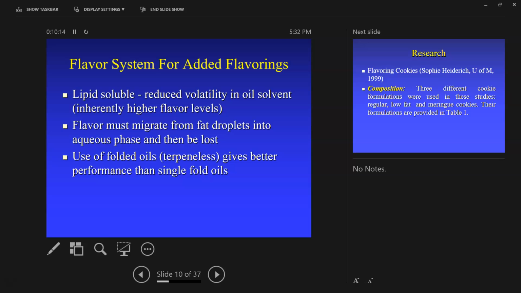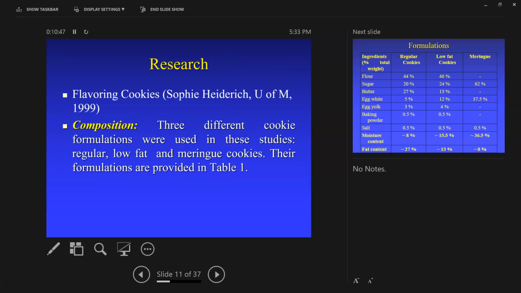However, the flavor must migrate from fat droplets into the space, and then be lost. They're protected in the emulsion or the dough. To be lost, they've got to go from there to the dough, migrate out of the dough to here to be lost. So there's a barrier. There's a pretty good barrier that's put in there once we put a fat soluble flavor in the system. And again, oftentimes we use more potent flavoring materials, folded oils, terpeneless oils. They're just more heat stable. And so you design your flavor for meeting those needs.